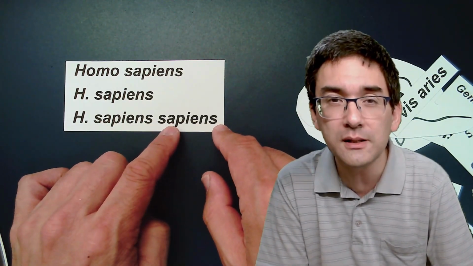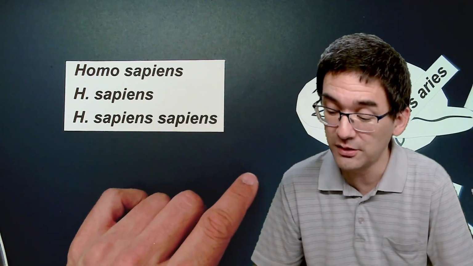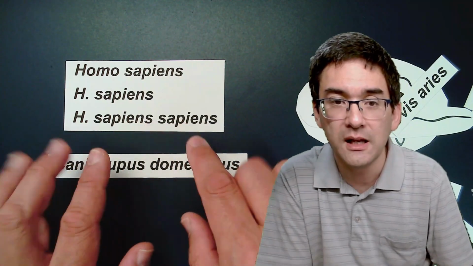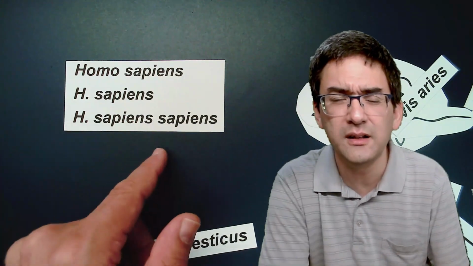And it's pure coincidence that it's a repetition here. Over here, it's not repeated: Canis lupus domesticus. So it's pure coincidence. Again, you can forget about the subspecies. Now you're going to say, well, are there any other subspecies?